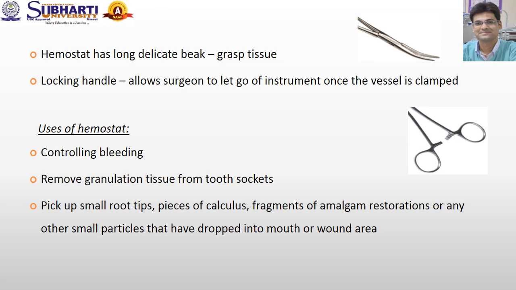Apart from controlling bleeding, the hemostat can be used to remove granulation tissue from the tooth socket, or it is helpful in picking up small tooth tips, pieces of calculus, fragments of amalgam restoration, or any other small particle that has dropped into the mouth or wound area. The point to be remembered here is that these instruments should never be used for suturing of tissue.